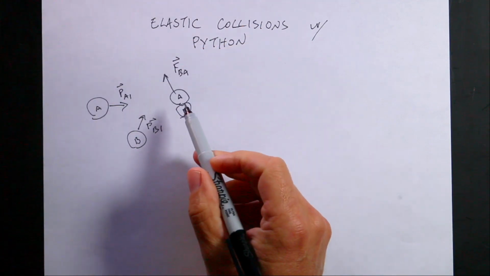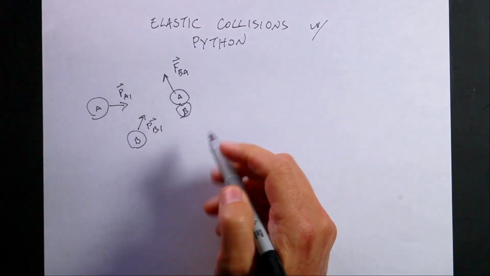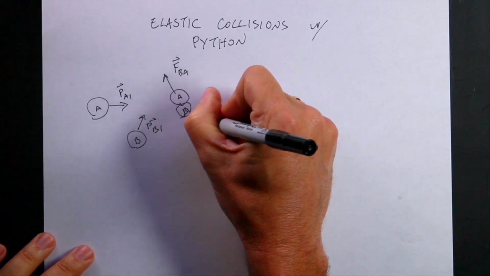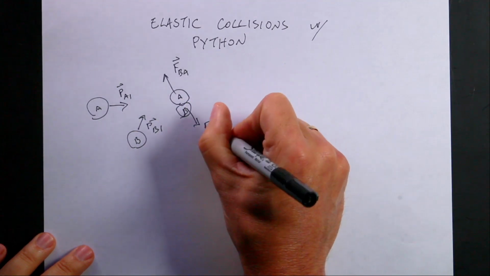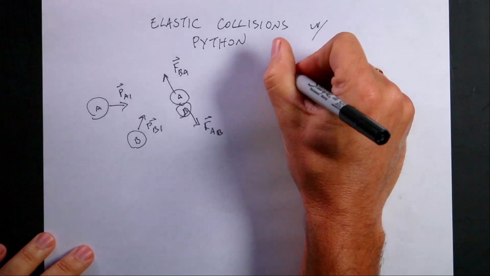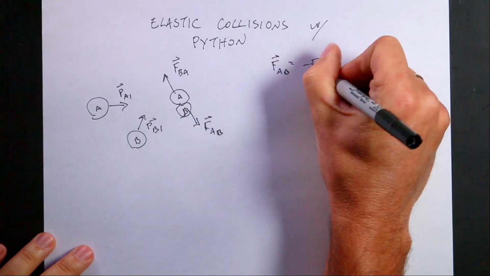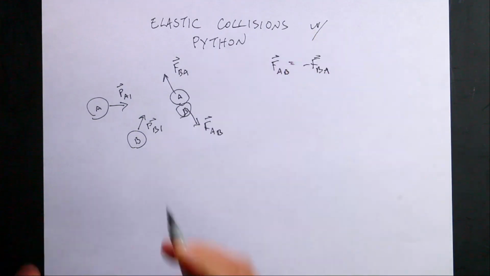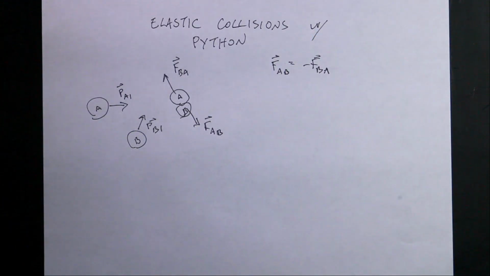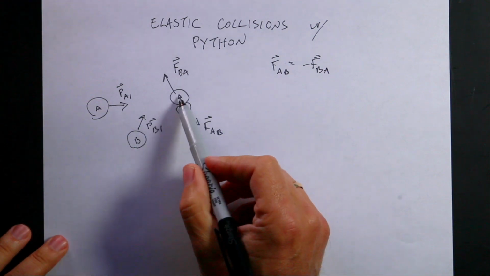But since forces come in pairs, A pushes back on B with the same force. So I have this FAB. FAB equals negative FBA. So those two forces have to be equal and opposite. That's how interactions work. So what's going to happen to object A?